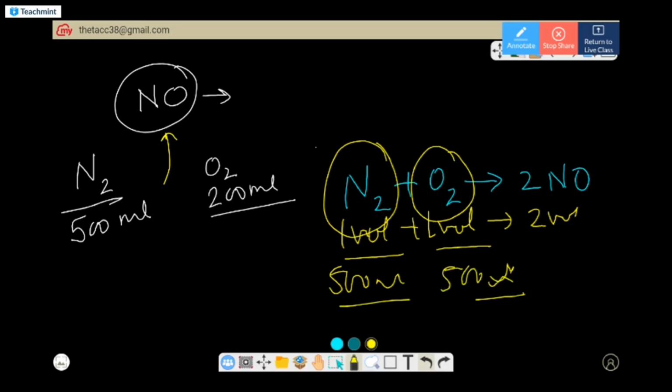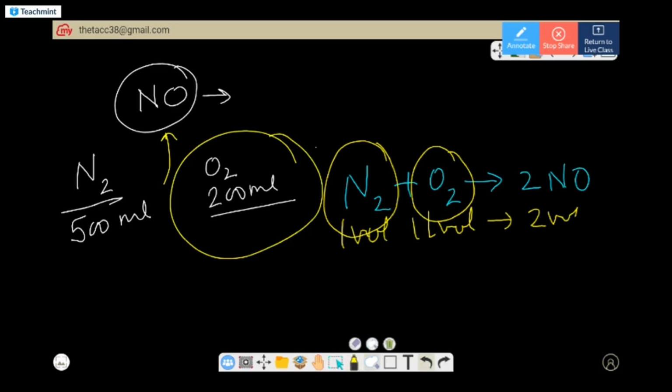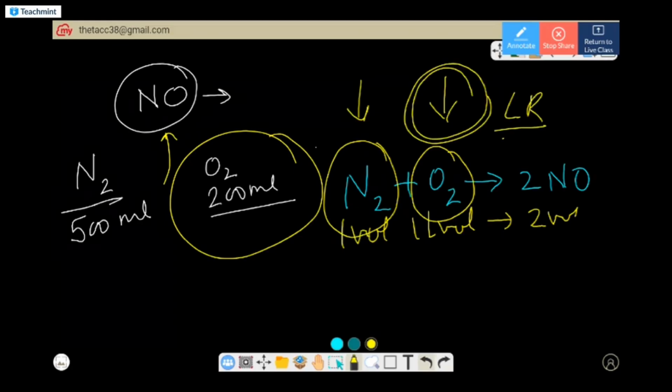But I can clearly see they have not given me 500 of oxygen, they have given me only 200. So will this give me the total reaction? No, something will be left out. Which one is going to be unused? It will be nitrogen. So if I go by that, I will pick the limiting reagent. I can choose oxygen, because I know oxygen will be used up, but nitrogen will still be left out. So here oxygen will be my limiting reagent.